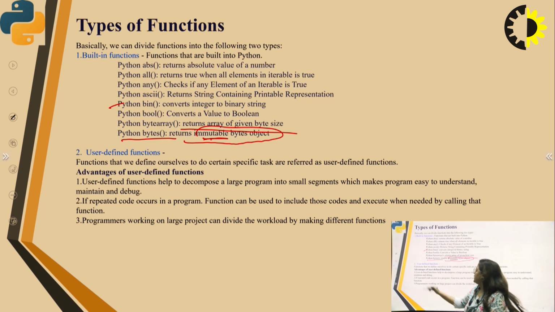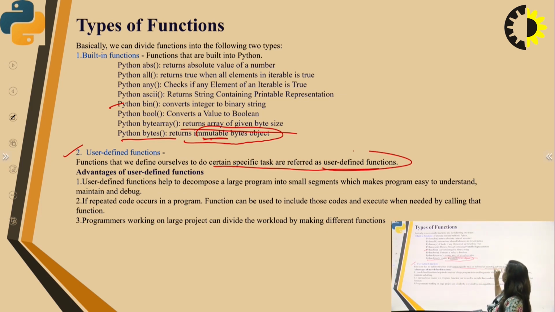The second point is the user defined function. A user defined function is one that we define ourselves to do a certain specific task. The advantage of a user defined function is that it helps to decompose a large program into small segments. It is the main advantage.